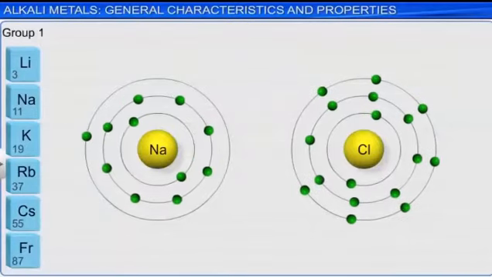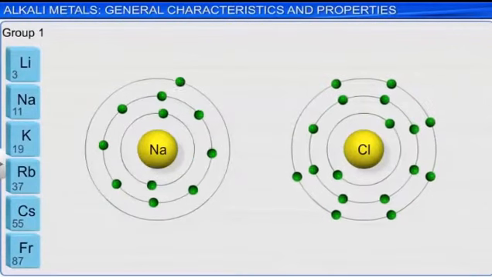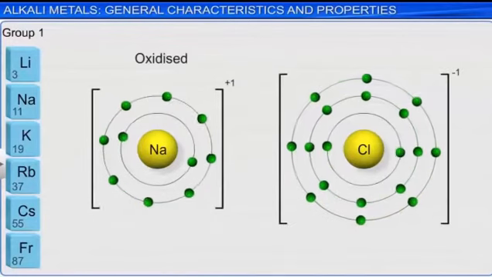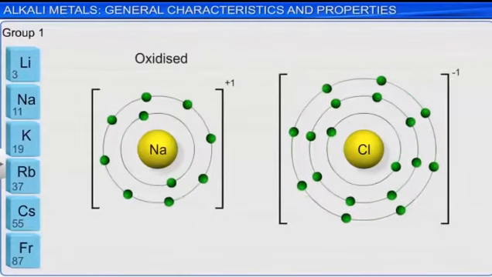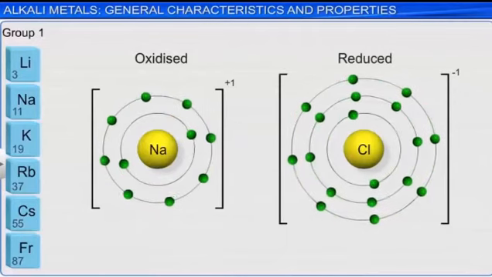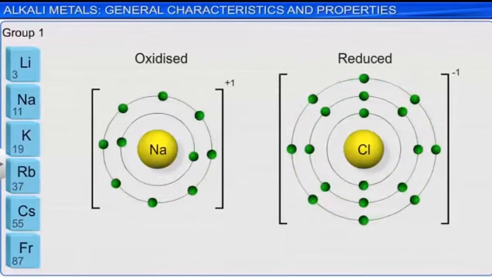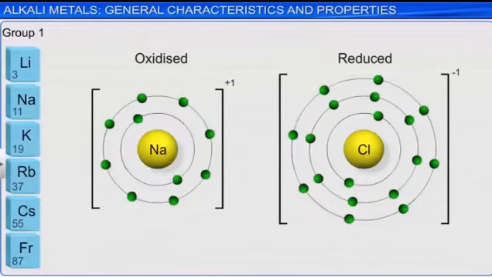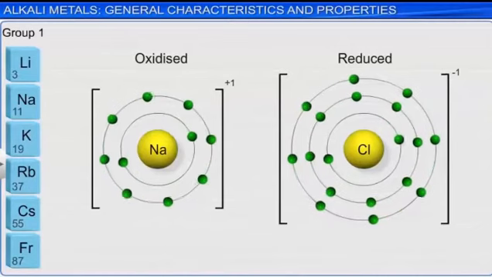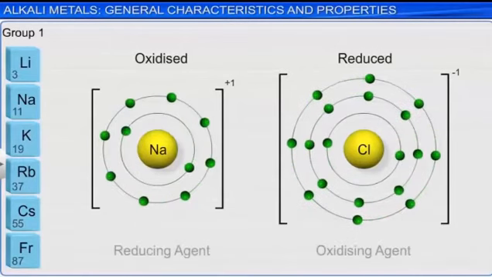Since the alkali metals have a high tendency to lose their valence electrons, they oxidize readily. When they oxidize, they cause some other substance to become reduced, and so we can say that alkali metals are good reducing agents. Remember, the substance that is oxidized in a redox reaction is called the reducing agent.